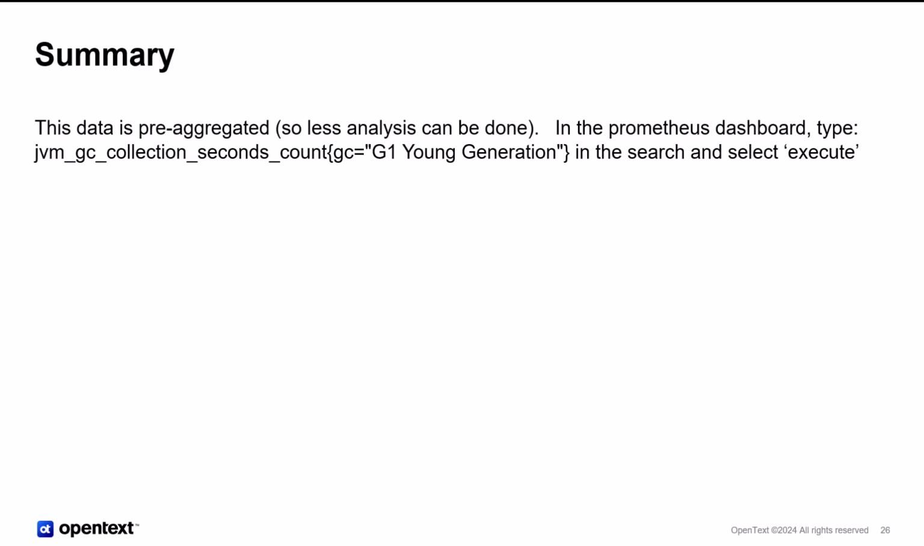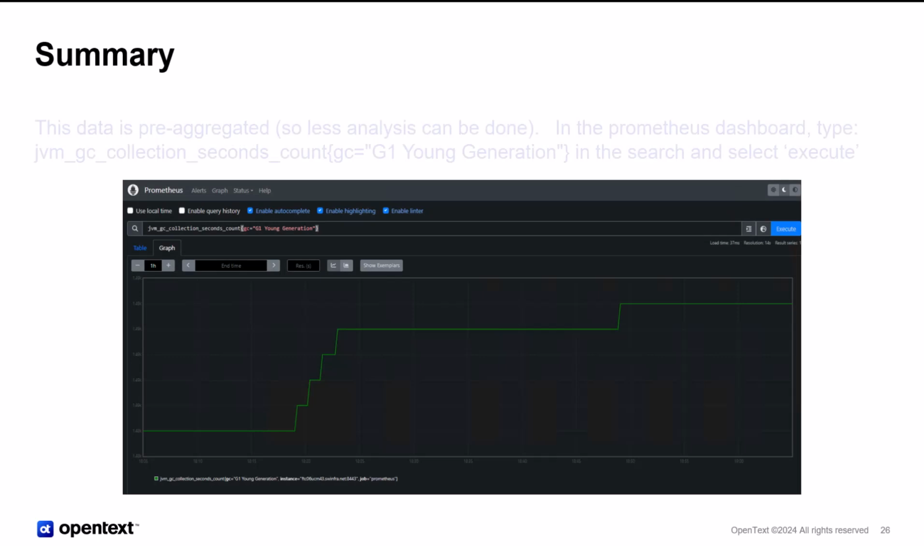Summary is pre-aggregated data, so less analysis can be done on it inside Prometheus. In the dashboard, you can type a variable along with its command into the search and click execute to see an example of that.